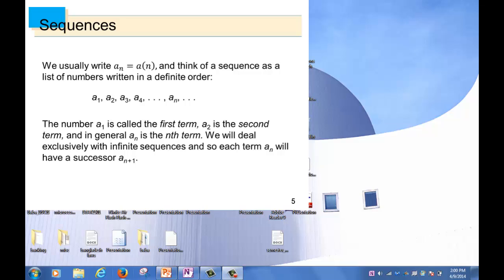A1 would be called the first term of the sequence. A2 is called the second term of the sequence. An is the nth term. Everybody's okay? So these are some terminologies that we would use when we talk about a sequence. Any questions?